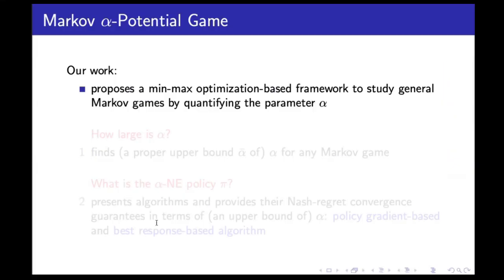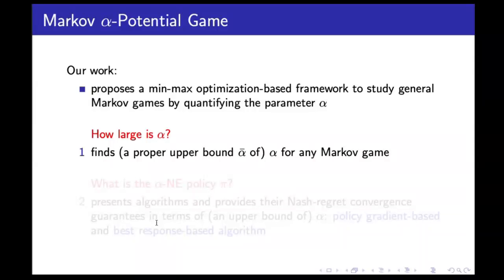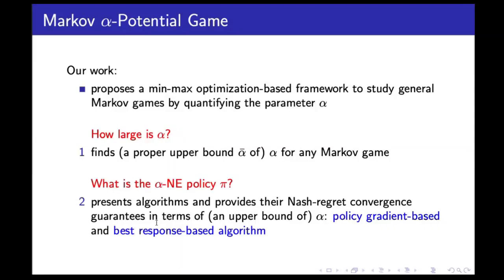As we propose this framework, using min-max optimization to study Markov games, there are two questions we want to answer. First, how large is alpha? Next, I'm going to show how to find a proper upper bound of alpha for any Markov game through an optimization technique. Once we know alpha, we want to find the approximate Nash equilibrium, so the next question is how to find the Nash equilibrium policy. I will show the results of two algorithms based on policy gradient and best response, and provide their no-regret guarantees.